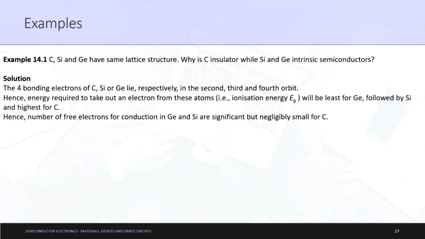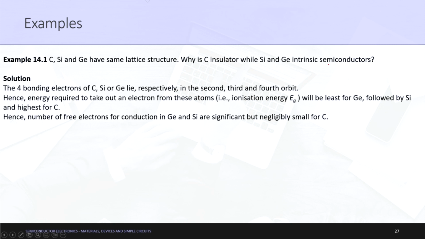Okay, let me explain this example. This is also related to the discussions of intrinsic semiconductors. Please look over here. The question is a theory question. Carbon, silicon and germanium have the same lattice structure. If you look at the periodic table, carbon, silicon and germanium are in the same column. So why is carbon an insulator but silicon and germanium are intrinsic semiconductors?